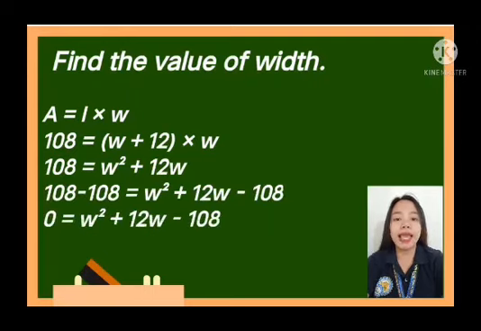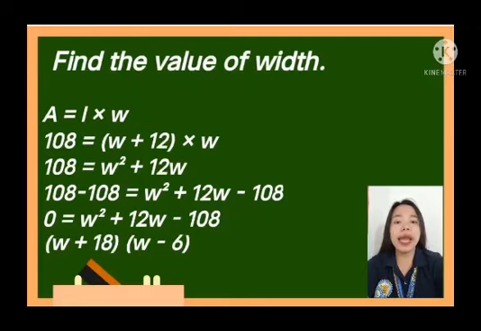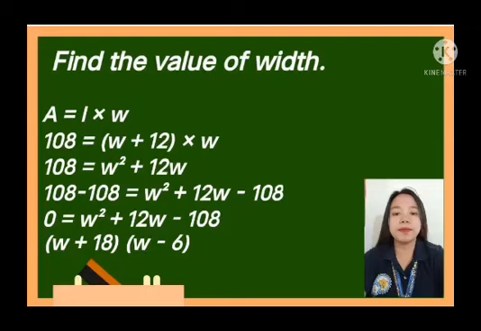Next, we'll subtract 108 in both sides to make it equal to 0. So we'll have 108 minus 108 is equal to W squared plus 12W minus 108. 0 is equal to W squared plus 12W minus 108. Now that we have the quadratic equation, we just need to factor it to get the value of W. Moving on, let's find the factors of negative 108 who add up to 12, which are 18 and negative 6.